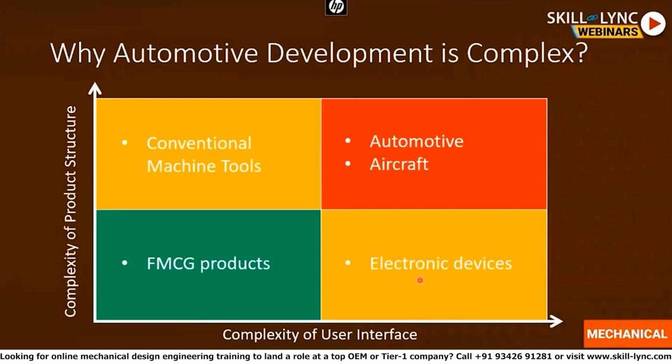And there are other products like electronic devices. It has a lot of user interface difficulty, but manufacturing wise, not so difficult. So with this quadrant, you can clearly understand that the automotive development is a complex development process.